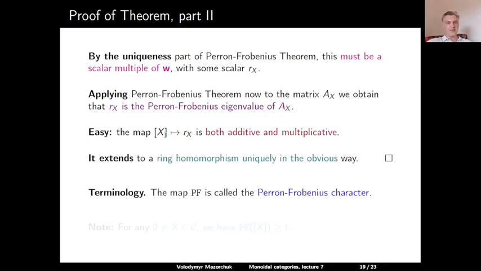The map PF, which is given by the theorem, is called the Perron-Frobenius character. Using the estimates for the size of the Perron-Frobenius eigenvalue given by the Perron-Frobenius theorem, we see that the value of our Perron-Frobenius character at any non-zero object x is greater than or equal to 1.